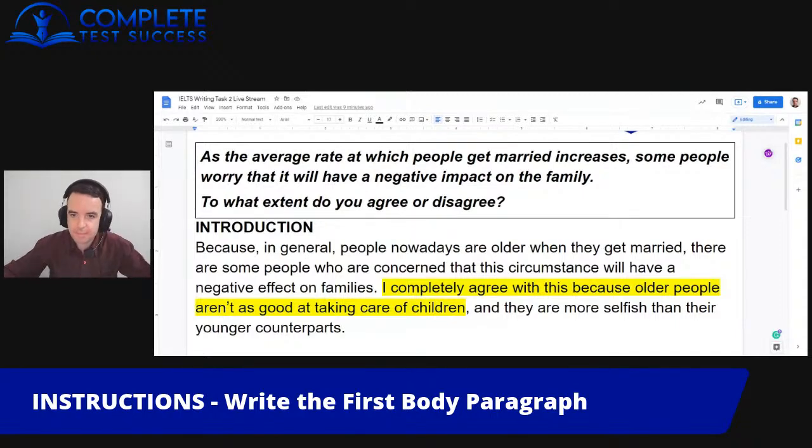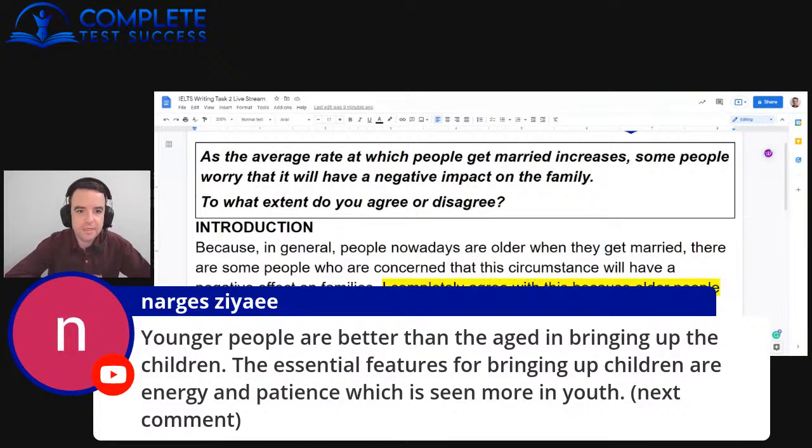Okay, we have some more paragraphs coming through. Narges: "Younger people are better than the aged." We would more say "the elderly." We don't use "aged" as a noun to refer to people. "And bringing up the children": in bringing up children, you don't need an article. So it's likely you have an issue with articles. "The essential features of bringing up children are energy and patience, which is seen more in youth." Good.